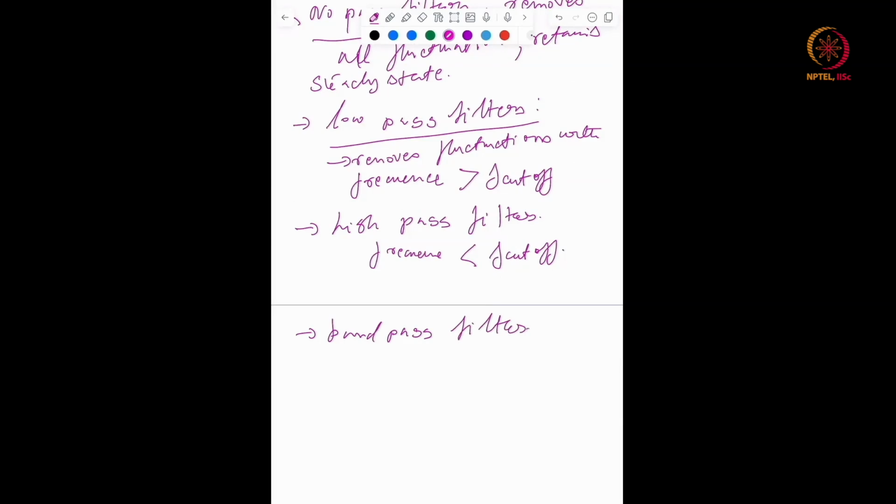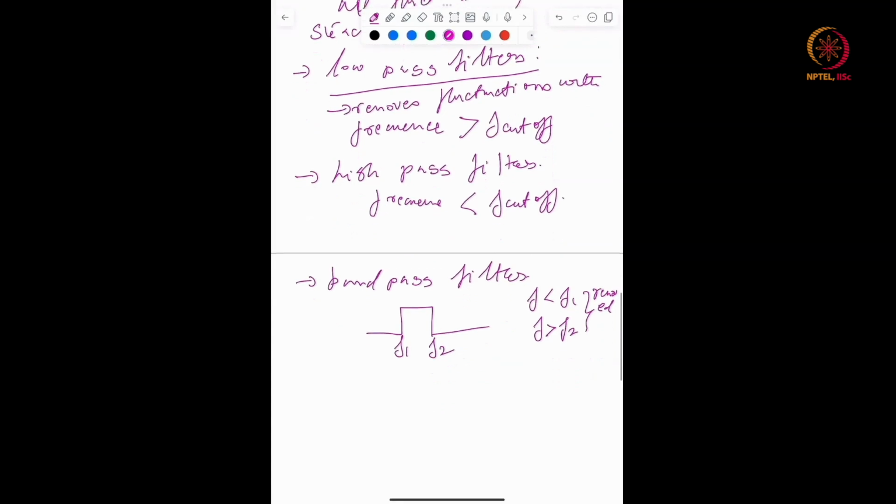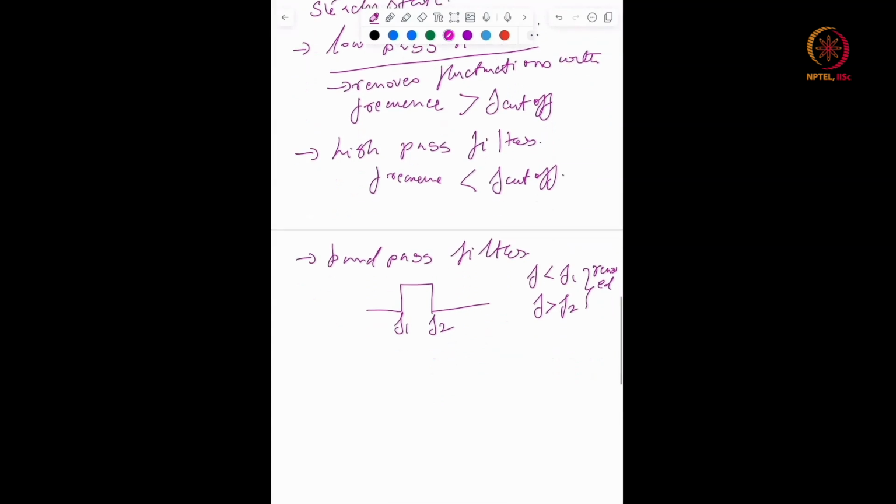What does a band pass filter do? It removes all fluctuations except those with frequency within a certain band. So it's something like this. It keeps frequency, say, within F1 and F2, and anything which is less than F1 and greater than F2 is removed. Okay, so frequency less than F1 and frequency greater than F2 are removed. So it removes all frequency except that band.